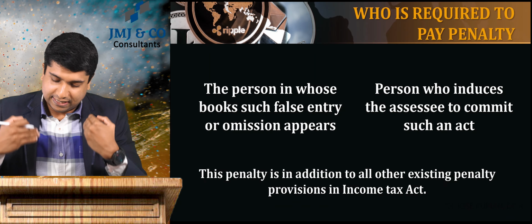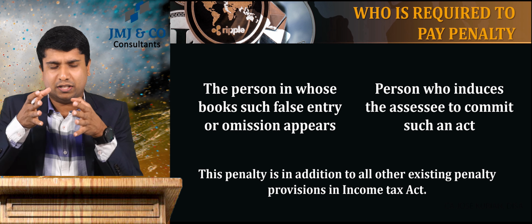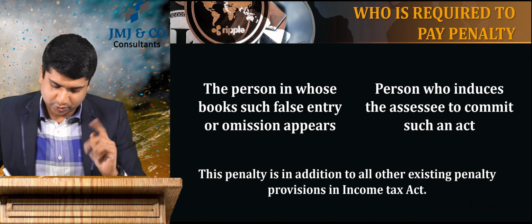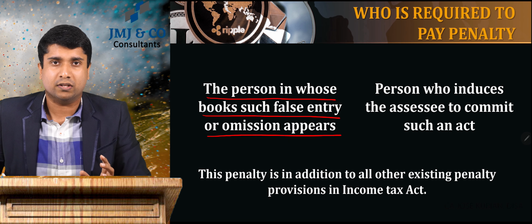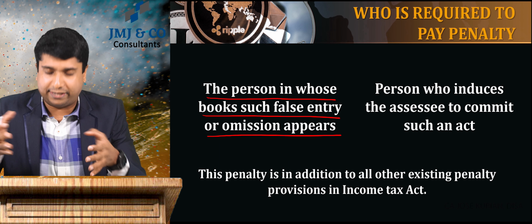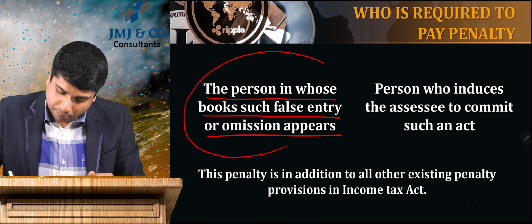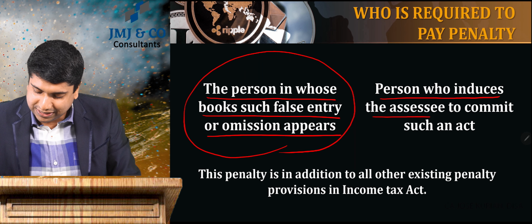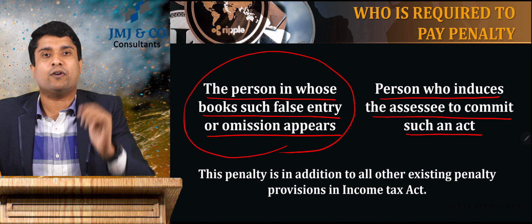Now the next question is, who is required to pay the penalty? Normally we know the person who has shown this fake invoice in his books of accounts is required to pay the penalty, right? That's what the Act says: the person in whose books the false entry or omission appears. Say, for example, in your books there is a false entry of rupees 1 lakh. Then you are supposed to pay a penalty of rupees 1 lakh. And also the person who induces the assessee to commit such an act is also supposed to pay 1 lakh.